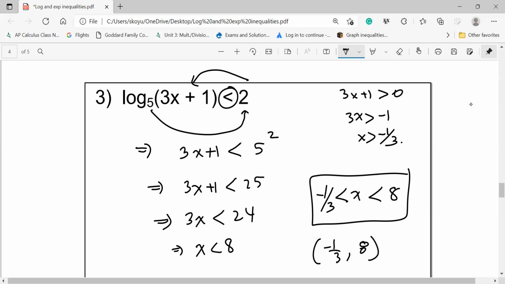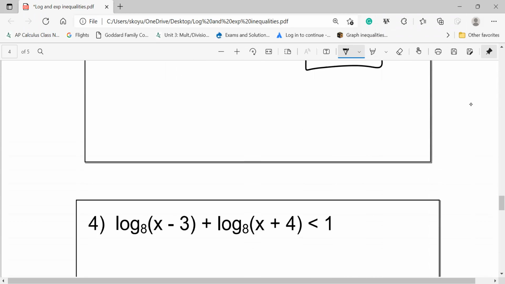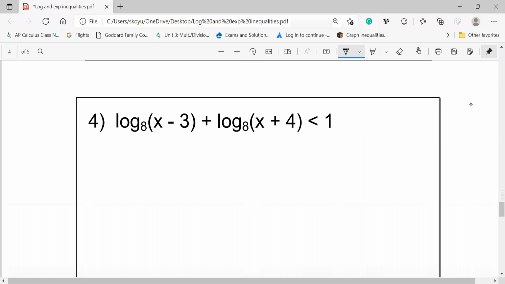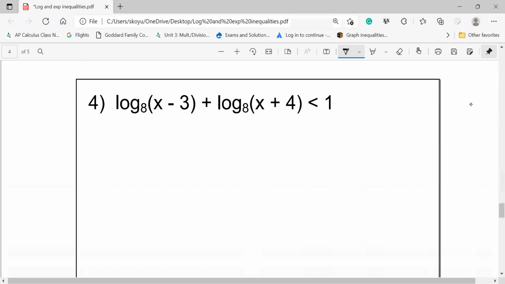This will be the solution. So the most restrictive one is going to be the solution always. Now let's take a look at this example.